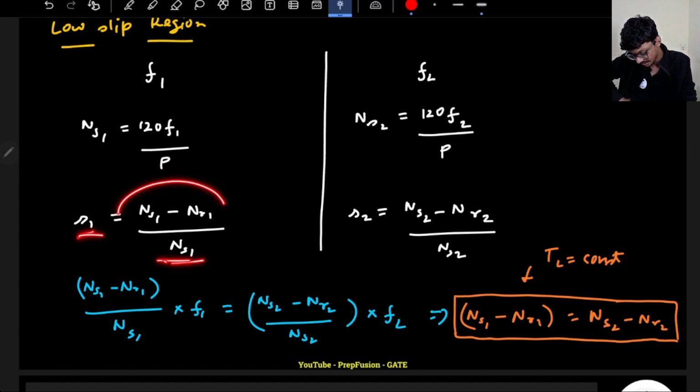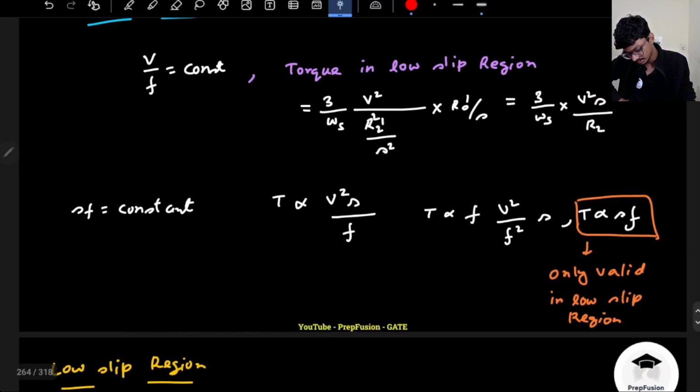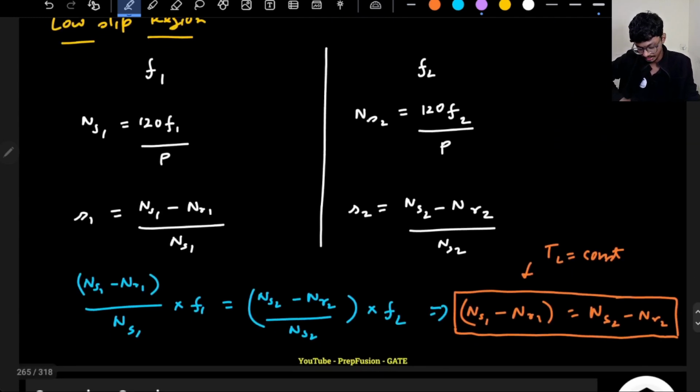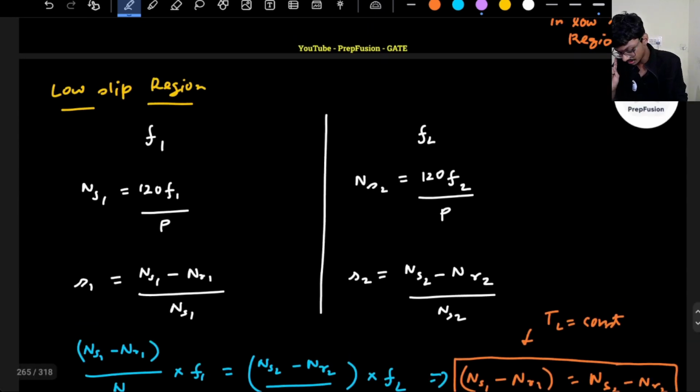s1 into ns1 is ns1 minus nr1. ns1 is proportional to f. So basically s into ns will be constant. Indirectly they are telling that s into ns is constant. Both are saying the same thing. So this is one beautiful expression that you will get in the low slip region. It will only be valid below the base speed, because torque is constant below the base speed. So these are the two conditions: low slip region, below base speed.